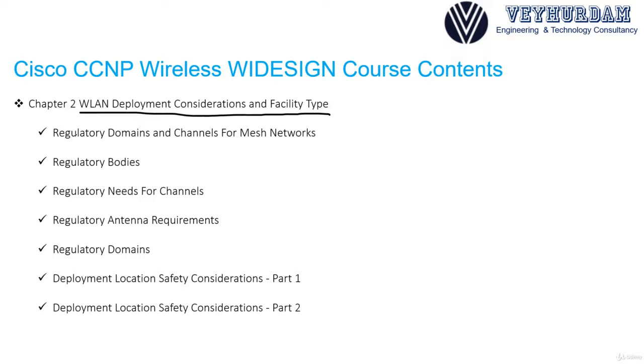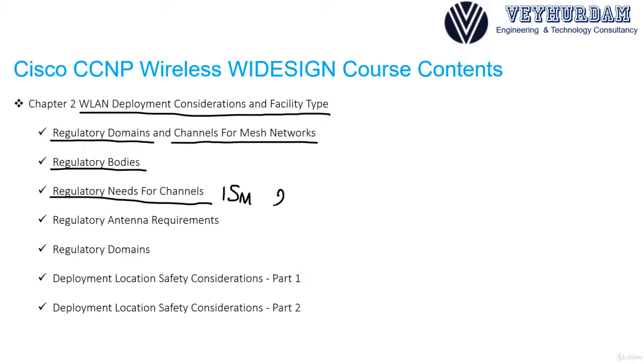First of all, we will understand different regulatory domains, why we need them, and how we can deploy them on your mesh networks. Then, the next will come for the regulatory bodies. We will understand what are the different regulatory bodies, where we have them, in which country, in which area, and why we need them, and what are different requirements in different regulatory bodies. We will understand the regulatory needs for channels, especially the ISM band, 2.4 GHz.